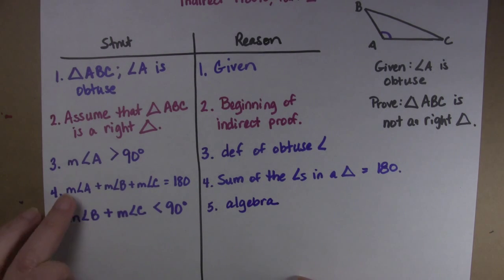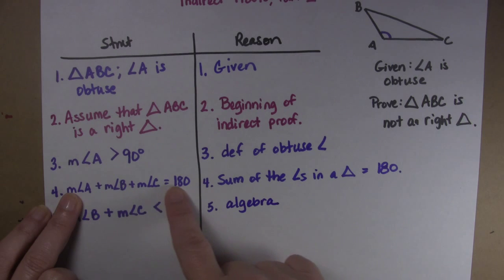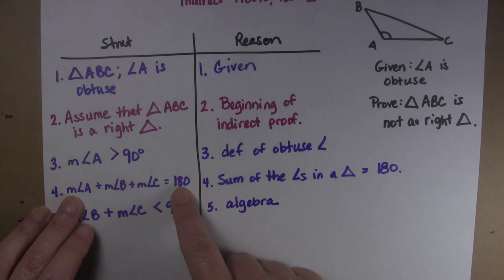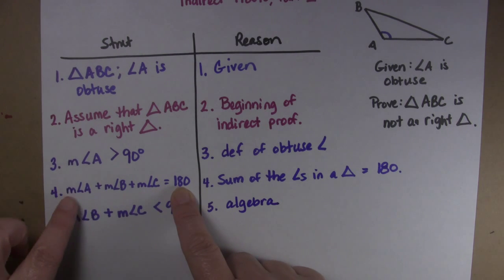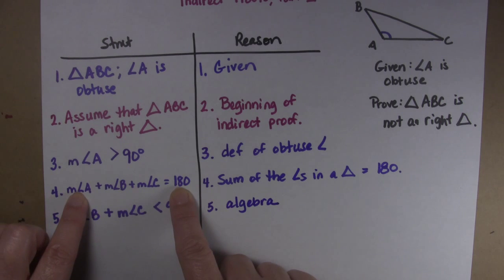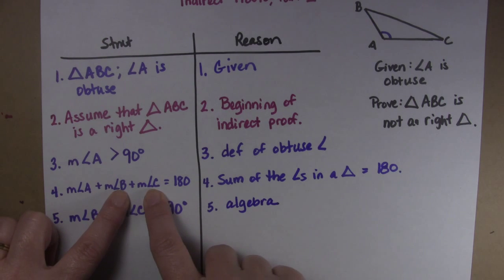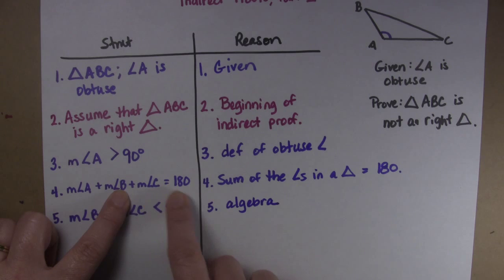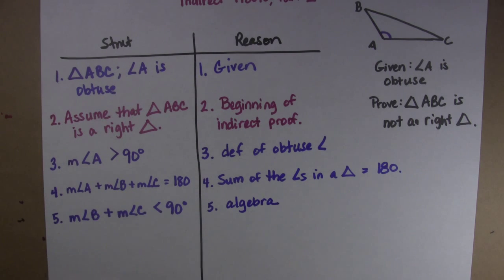Right? So I know that all three of them together have to equal 180. I know that A is bigger than 90. So I know that B and C together have to be less than 90, right? Because we're only going up to 180. That's the algebra. All right, well now I have come into my contradiction.